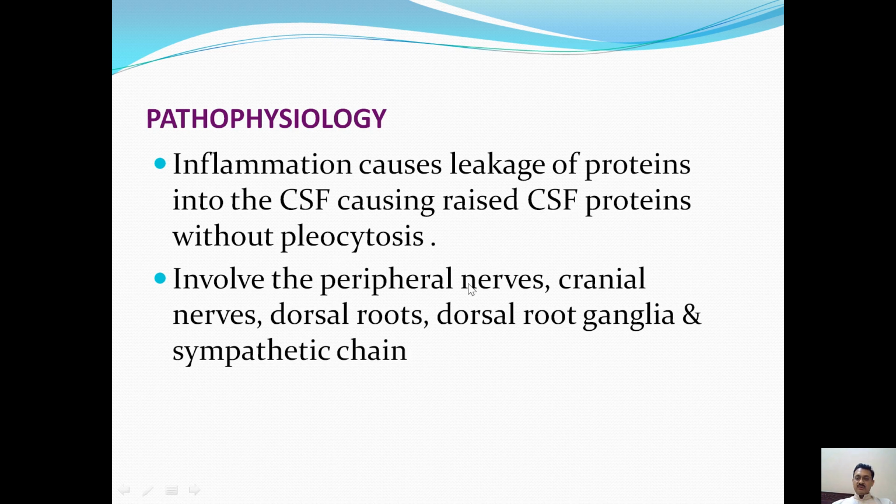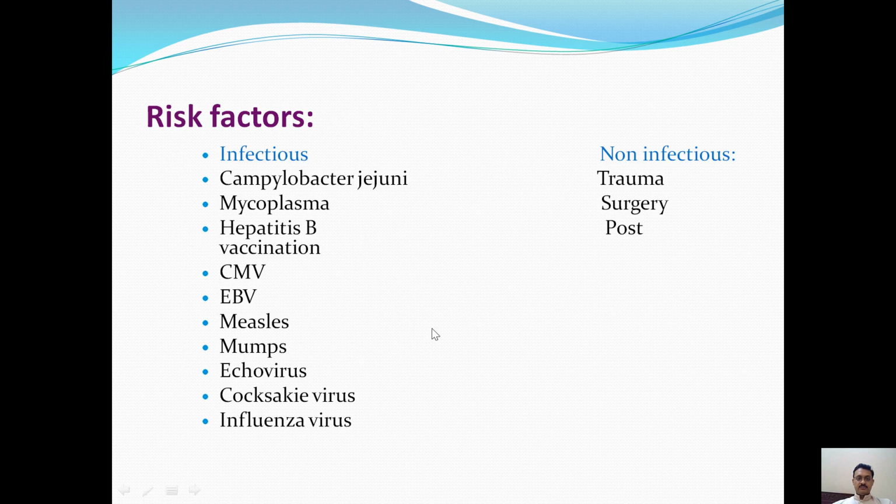It may involve the peripheral nerves, cranial nerves, dorsal roots, dorsal root ganglia, and the sympathetic chain. So symptoms can be due to involvement of any one of these. What are the common risk factors in infections? Most common is Campylobacter jejuni. Many of the infections are preceded by Campylobacter jejuni, which causes GI upset or diarrhea. Sometimes mycoplasma, hepatitis, vaccinations, hepatitis B vaccination, cytomegalovirus, Epstein-Barr virus, and many other viruses. And non-infectious, sometimes it has also been seen after trauma or surgery.